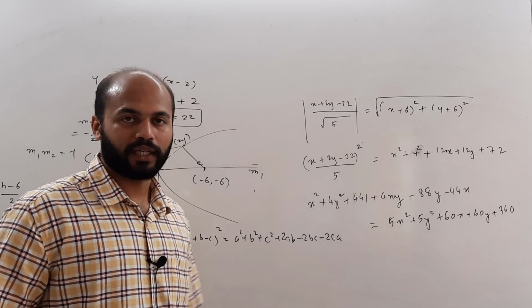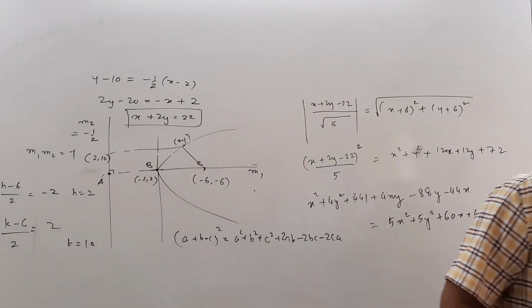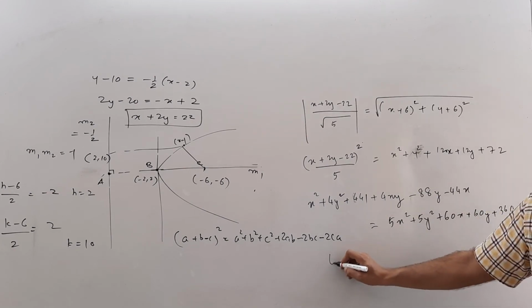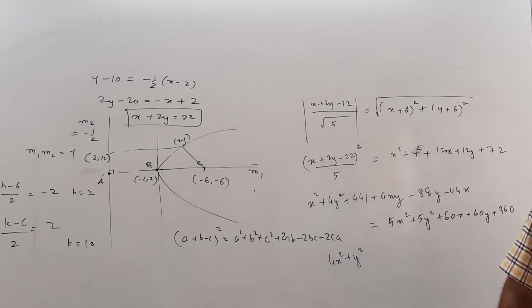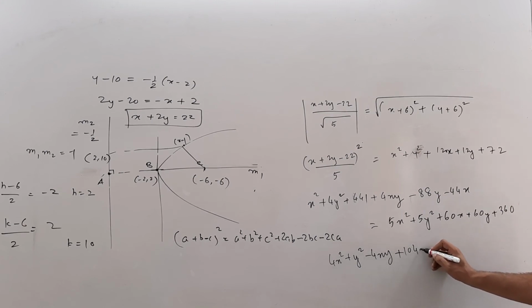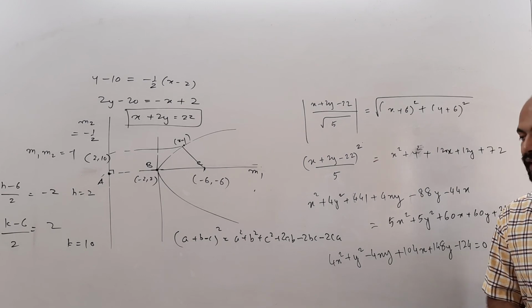Then I multiplied 5 on the other side, and finally we get the answer of this as 4x square plus y square minus 4xy plus 104x plus 148y minus 124 is equal to 0. So that is the answer of this parabola. That is the equation of this parabola.